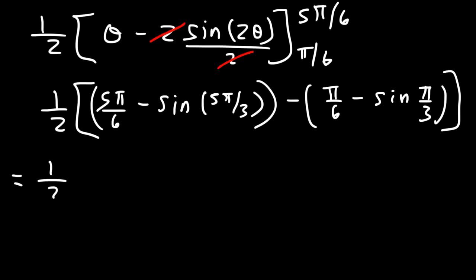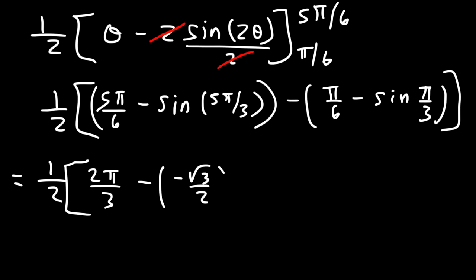So this is going to be 1/2. And then we can combine 5 pi over 6 minus pi over 6. So that's 4 pi over 6, which reduces to 2 pi over 3. Now sine 5 pi over 3. Sine pi over 3 is the square root of 3 over 2. But 5 pi over 3 is in quadrant 4. So this is going to be negative square root 3 over 2.